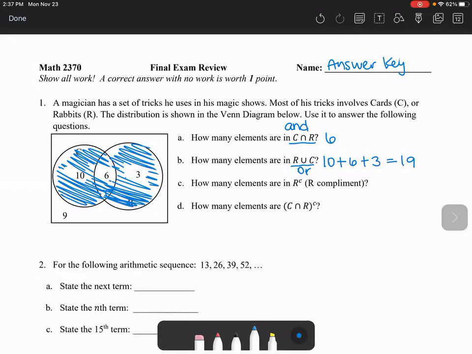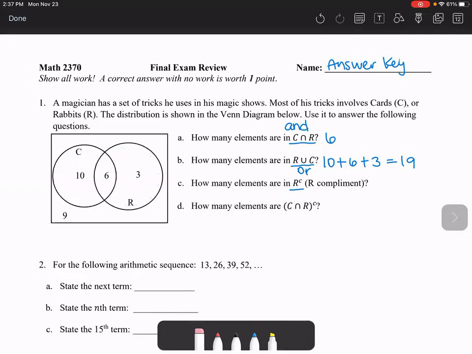Okay, so the next question is how many things are in R complement? So I'm going to erase this shading. Like a lot of you did on the exam, it's really helpful to use different colors to shade different things. So now we're going to look at R complement. That just means everything that's not in R.